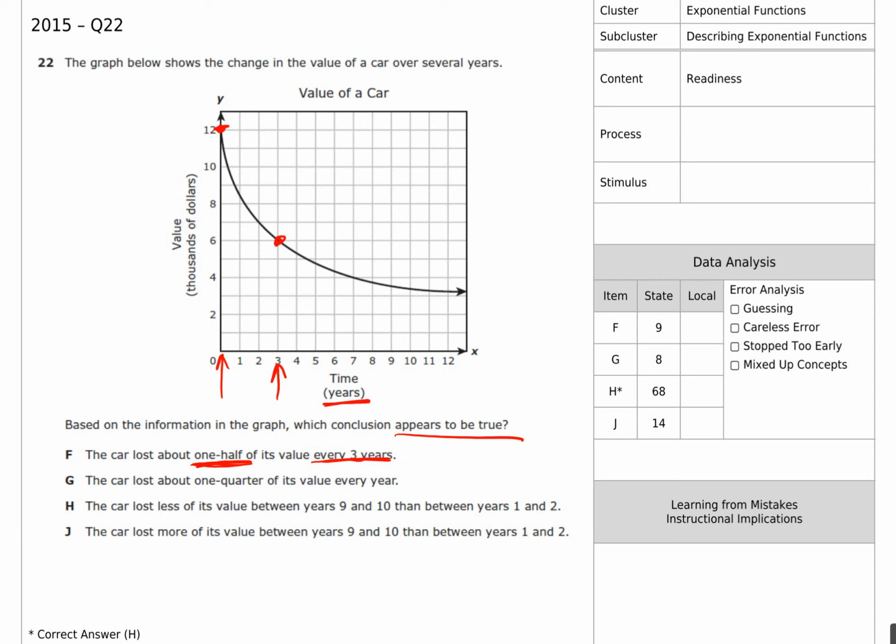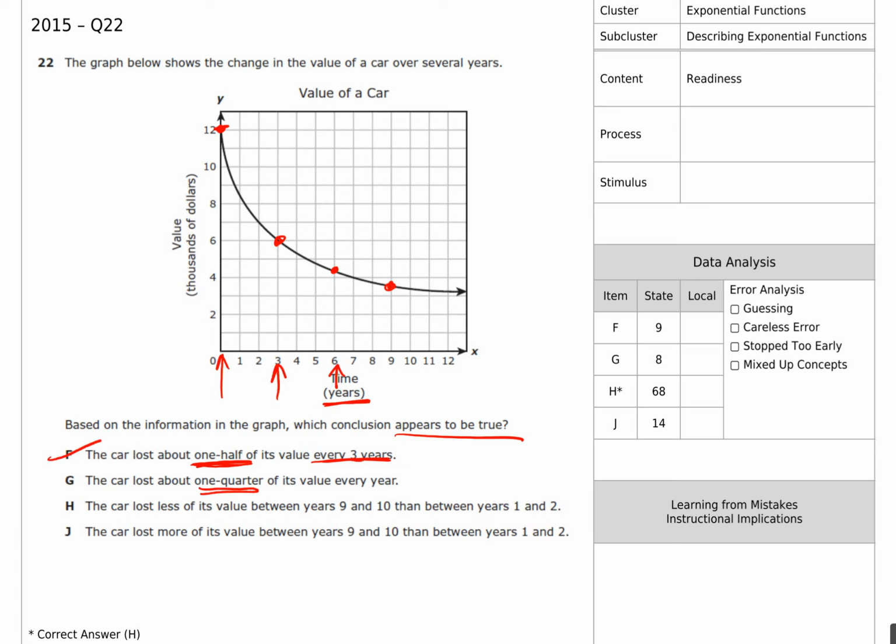So 3 years after that, we're at 6. So if it's losing half every 3 years from 6, it should be down here at 3. But we see that it is not. And in fact, we won't lose from that number 3 years later after that. We're certainly not going to be down another third. So we can tell that F is not true.